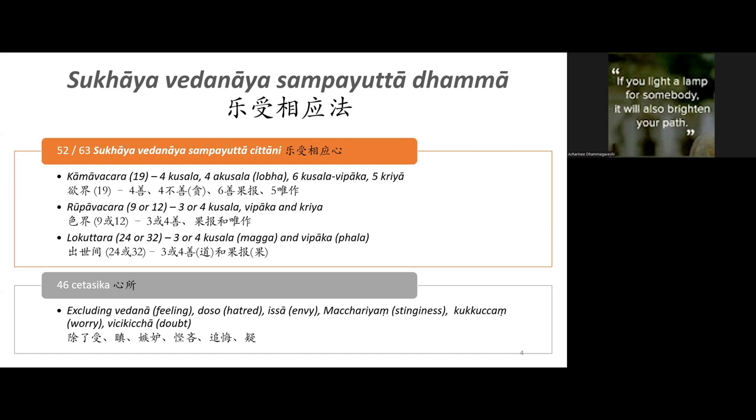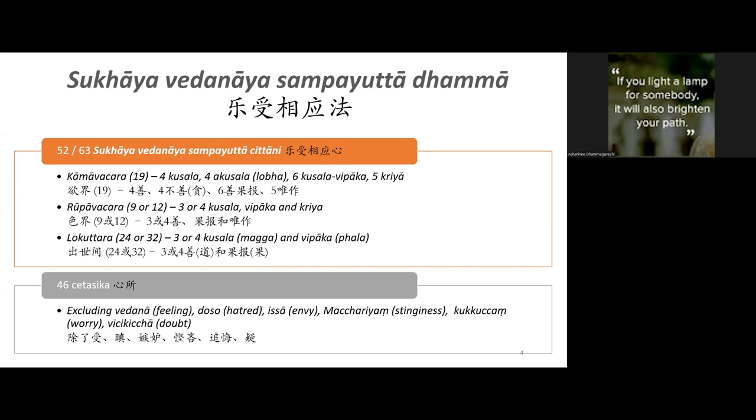Next, we get 9 or 12 rupavachara chitta. We get 9 if we consider the 4 jhana system, or 12 if we consider the 5 jhana system. So these are the 3 or 4 kusala, vipaka, and kriya chitta. And then finally, we get the lokuttara. Again, according to the 4 or 5 jhana system, it will differ as 24 or 32. And these are the 3 or 4 kusala, magga, and vipaka phala chitta.